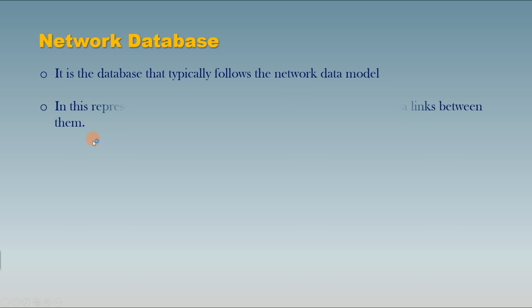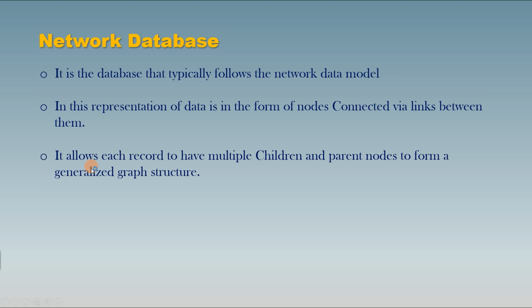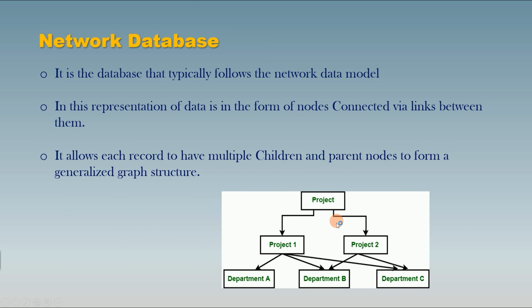Now network database. It is the database that typically follows the network data model. In this, the representation of data is in the form of nodes connected via links between them. It allows each record to have multiple children and parent nodes to form a generalized graph structure. Here is the structure: project, under that there will be two projects, project 1 and project 2. Now project 1 will have multiple departments, and in a similar way project 2 will have multiple departments.